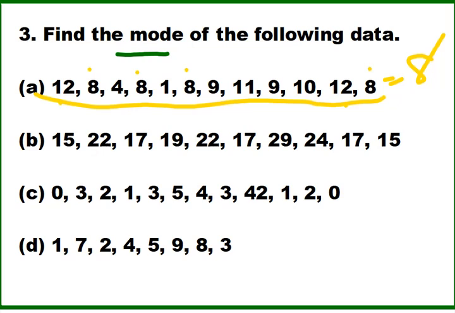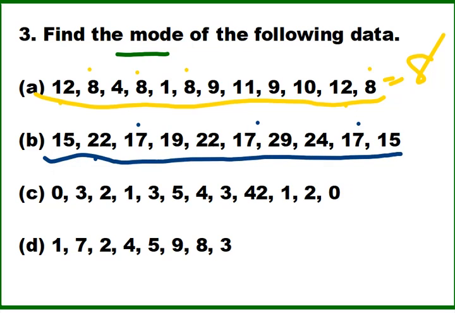So we have 15, 22, 17. Okay, I can see that 22 appears twice, right? But 17 appears 3 times. And nothing else appears more than once in this case, in this 3b. So in this case, our mode is 17.